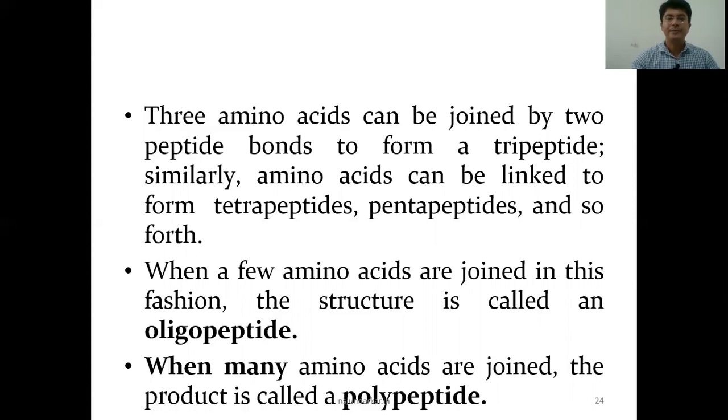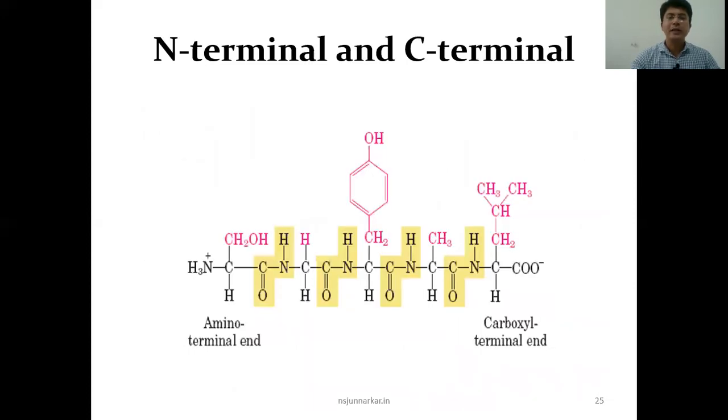In all the peptides, there will be a terminal end which has a free amino group, and another terminal end which has a free carboxyl group. So this gives orientation to the structure of the protein. Accordingly, these are referred to as the amino terminal end and the carboxyl terminal end respectively.